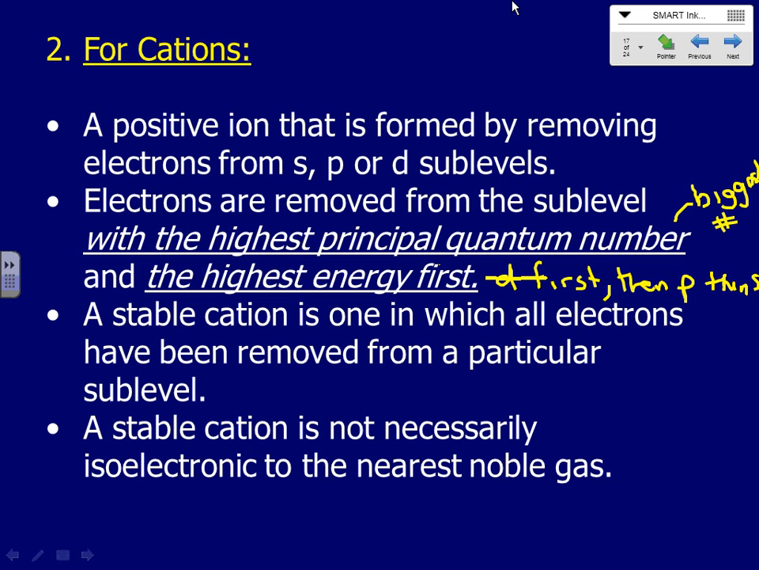I want you to cross this out. I'm not a fan of that right there. If you've got that written down, I want you to take that out. I've made an error on that, I think. Let's look at some examples. I think the p is thought of as having the higher energy because it is higher up on the slide.